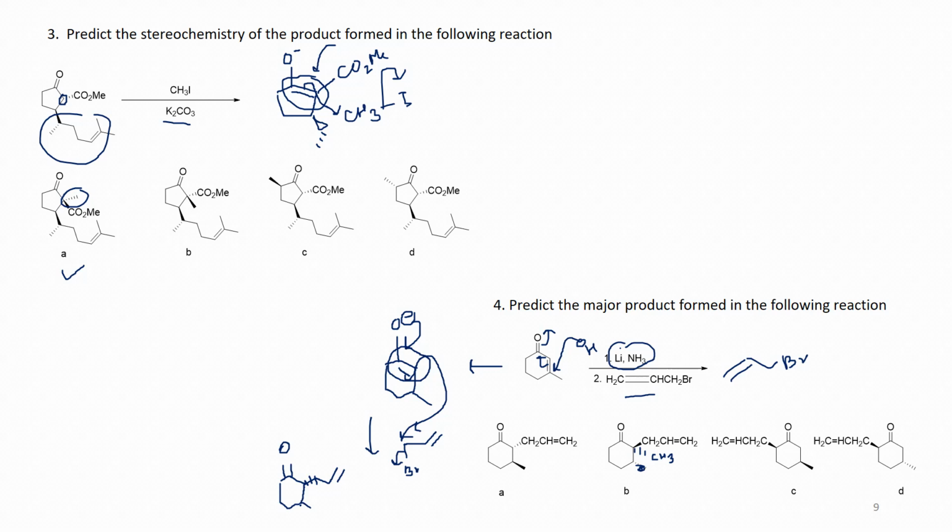If it takes the below-the-plane position, the other one will be above the plane, or both are possible here. If the upper one is above the plane, then the methyl will be below the plane. Whichever option is available, that will be correct. Here option A matches with this one, so the correct option will be option A. Okay, let's go to our next question.